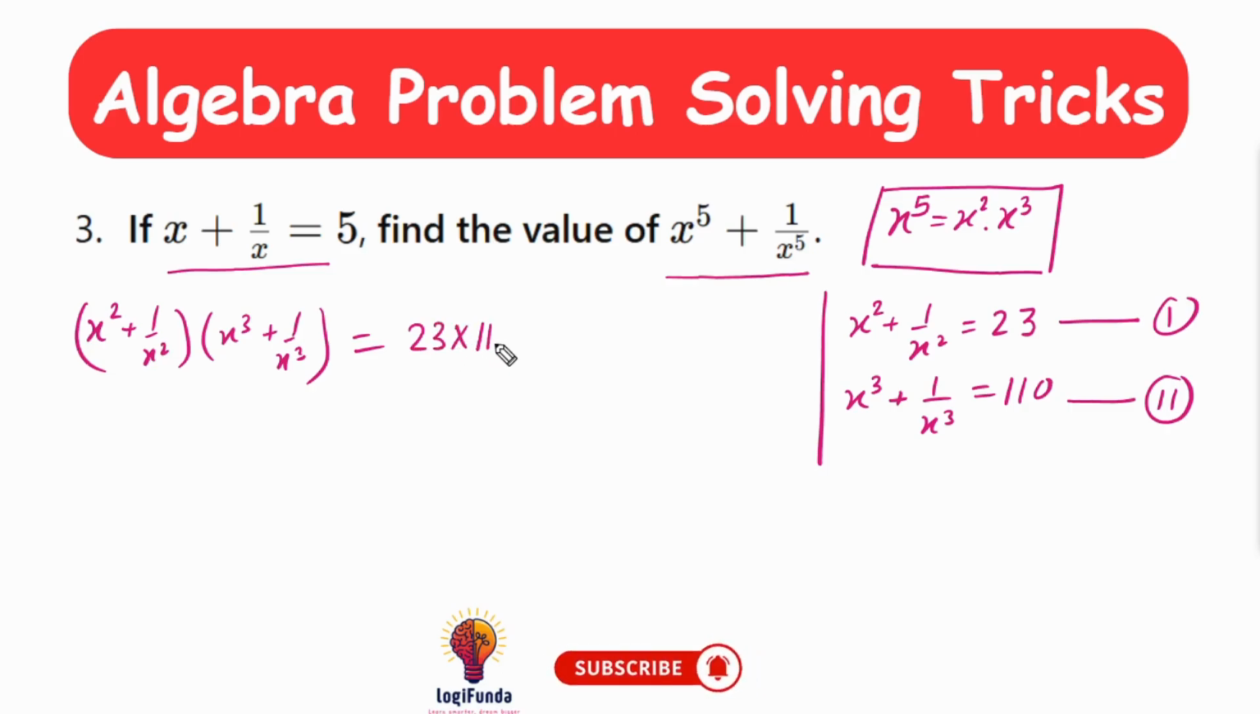223 multiply by 110. Okay, now further solve this equation. Multiply this x square with this entire equation. Okay, so we'll get x to the power 5 plus x square and then x cube.